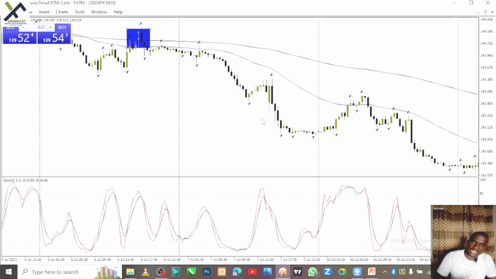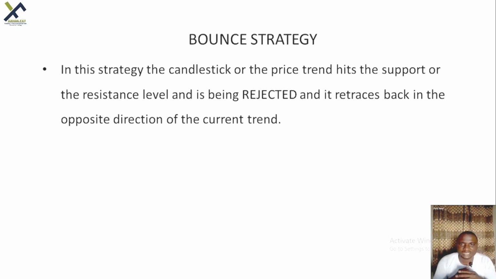Now, let's go to the next one, the bounce strategy. In this trading strategy, the candlestick hits the support or the resistance line and is rejected. Once it is rejected, what happens? It retraces back to the opposite direction of the current trend.